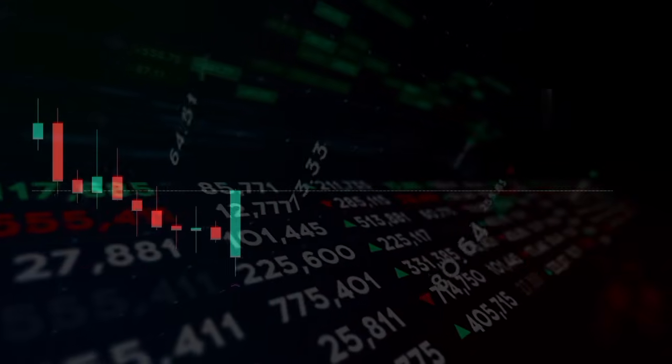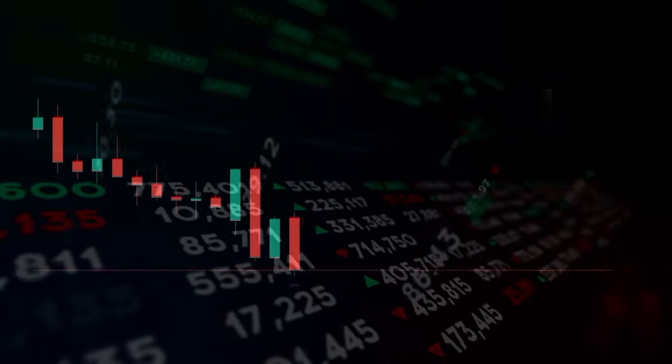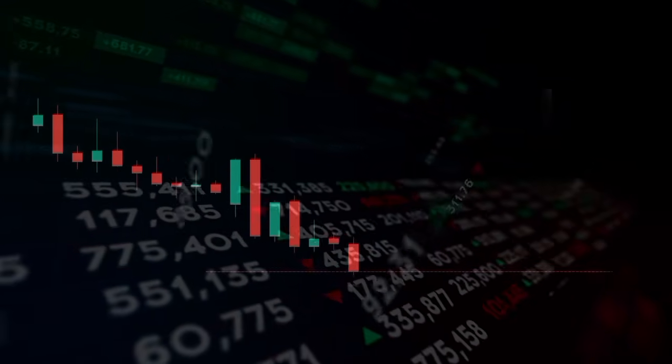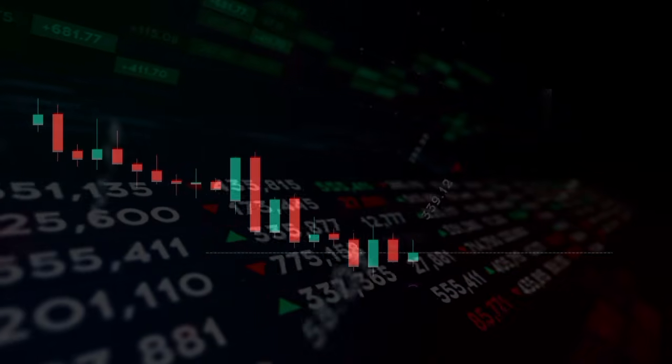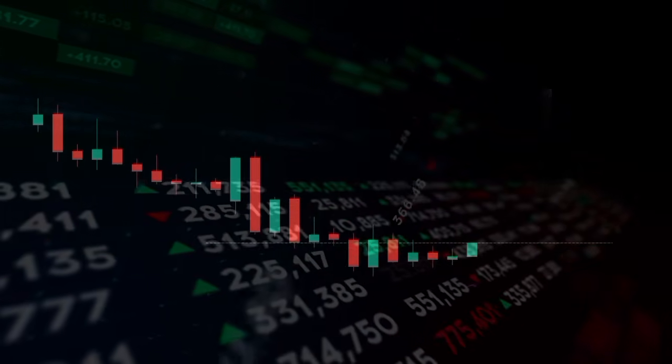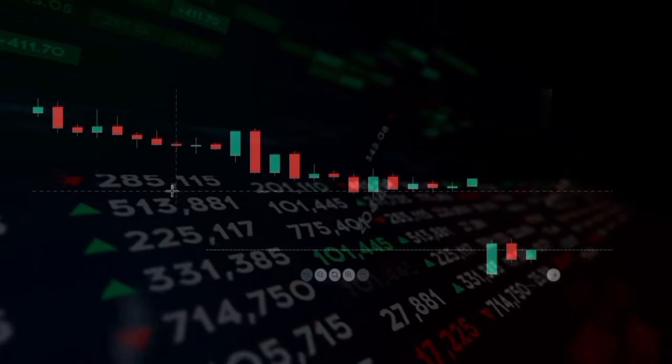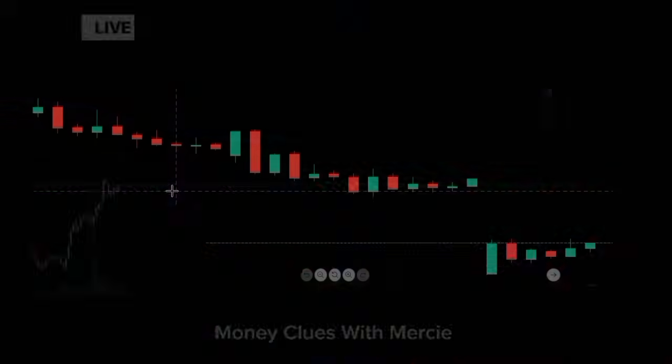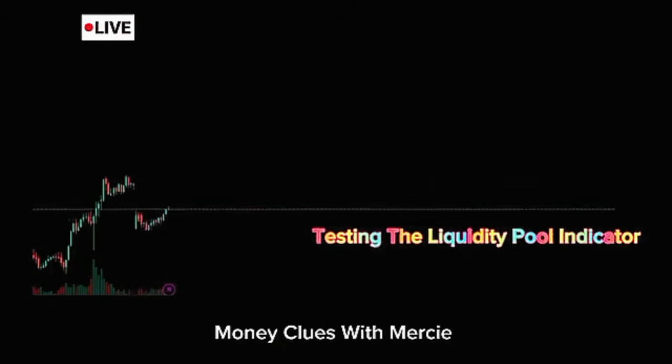Hello guys, what I want to do in this video is basically look at this indicator by LuxAlgo and how I am going to look at it. At the end of this video, we're going to have a conclusion about this indicator. What I'm going to do is test the LuxAlgo Liquidity Pools.